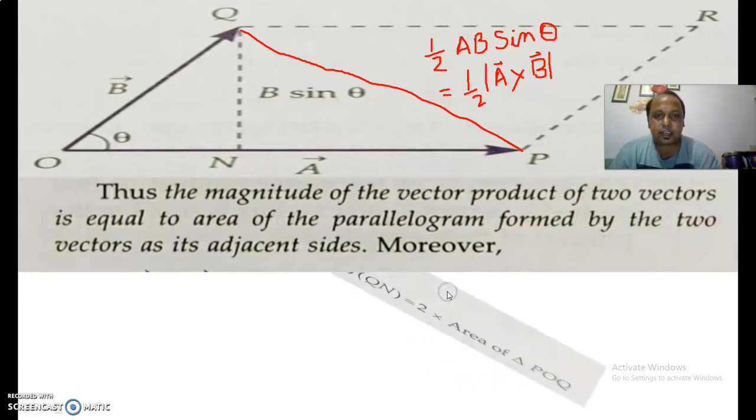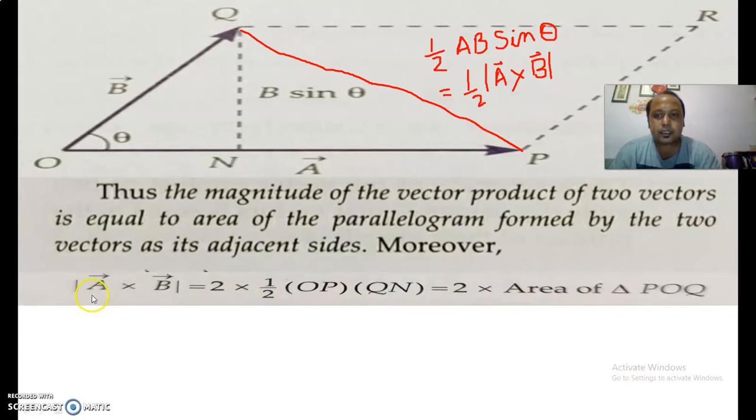For a triangle, suppose we want to write A cross B. It is 2 into 1 by 2 of OP into QN, where OP is A and QN is B sine theta. So this is the area of the triangle, half into OP into QN. So the magnitude of vector A cross vector B is 2 times the area of the triangle.